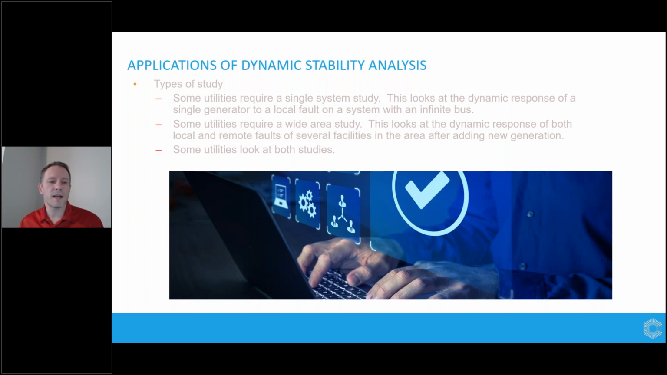The other way to study it is to take that small system and actually hook it up to the full utility, and they would put a fault on either the POI or maybe several buses away, or sometimes more. If they know their system well, they'll maybe put a fault on vulnerable spots, and they'll see how both the new generation and the existing generation react together to that fault. And sometimes the utility wants to look at both of those just to make sure they get everything.